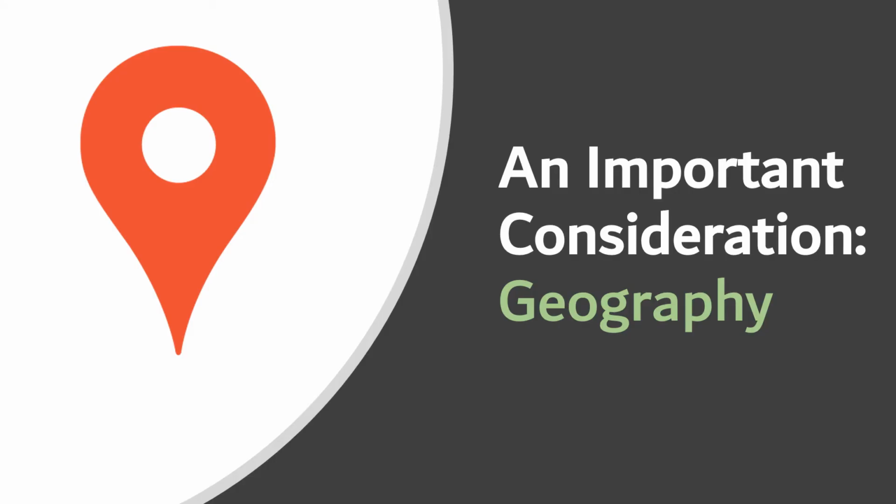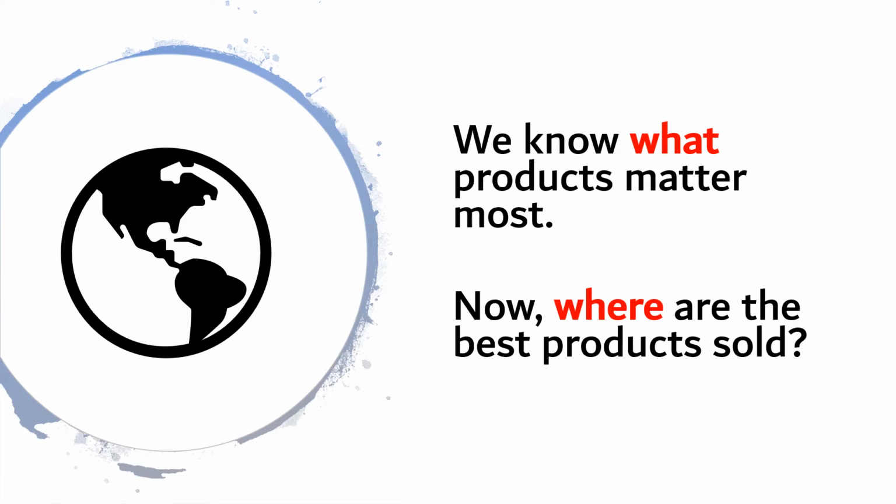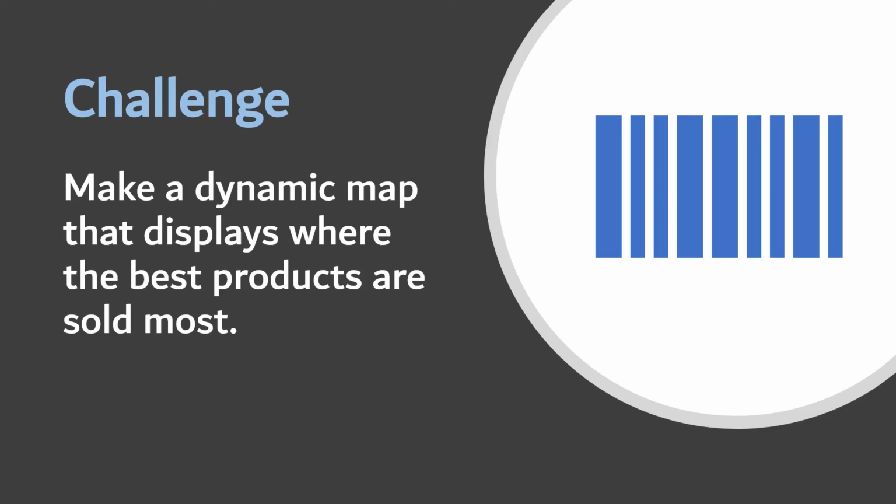So now that we've answered the two previous questions, we can move on to a very important consideration, which is geography. We know what products matter, but we don't know where the best products are sold and in what quantities. So Tableau is really good at visualizing information geographically and making maps that are dynamic and pretty. So we're going to have a new challenge here. We're going to make a dynamic map that displays where the best products are sold the most.